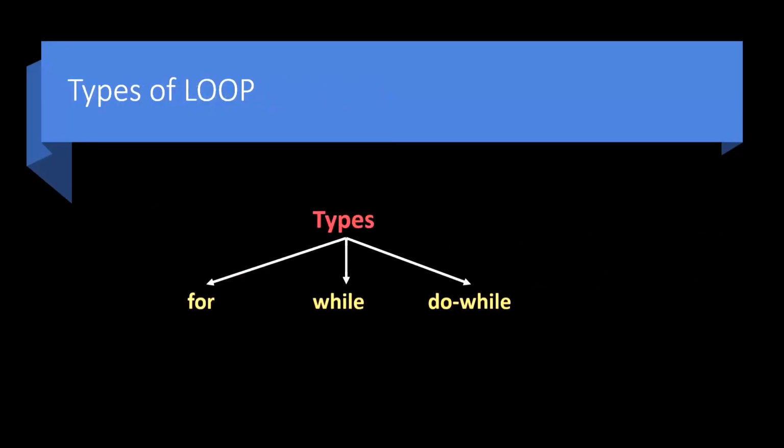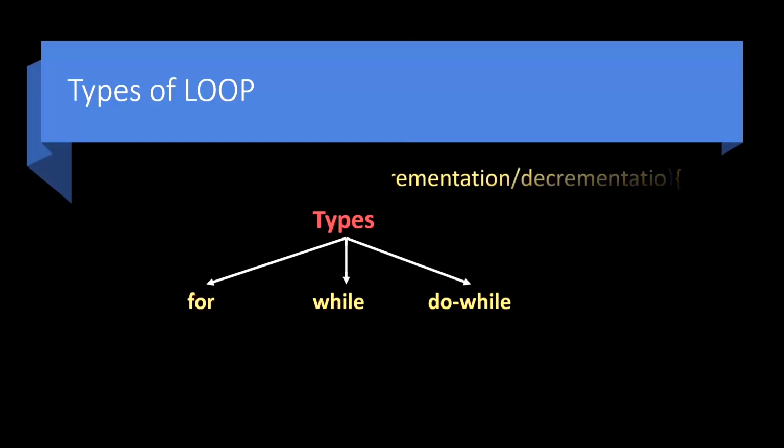Now we have three types of loop. First is the for loop, second is the while loop, and third is the do while loop. First we discuss the syntax and format of these loops, and after that we see how we can use them, and after that we see the difference between these three: why we use for, why we use while, and why we use do while, and in which scenario we can use the for loop, which is the best case for do while, and which is the case for while.